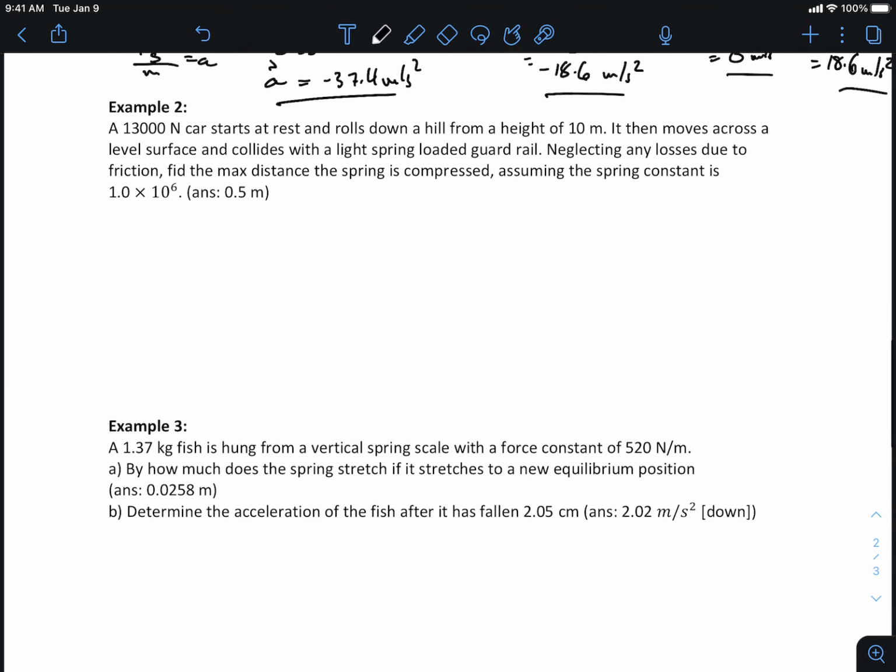So let's take a look at example 2 here. These questions aren't too bad. This one's going to be an energy argument. A 13,000 newton car starts at rest and rolls down a hill from a height of 10 meters. It then moves across a level surface and collides with a light spring-loaded guardrail. Let's neglect any losses due to friction. Find the max distance the spring is compressed, assuming the spring constant is 1 times 10 to the 6 newtons per meter.